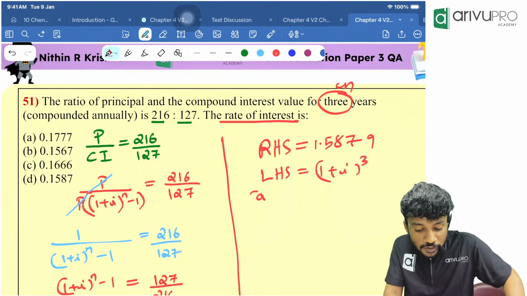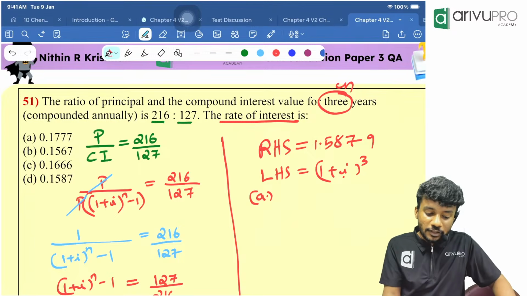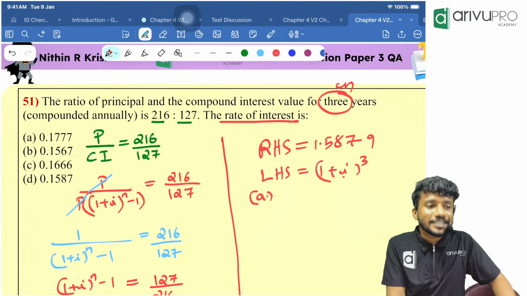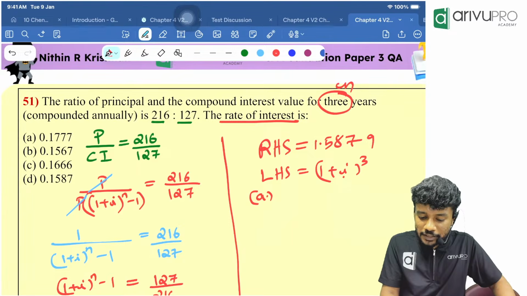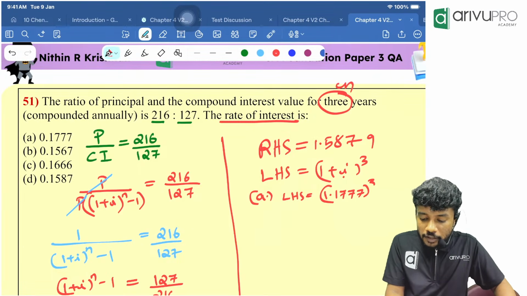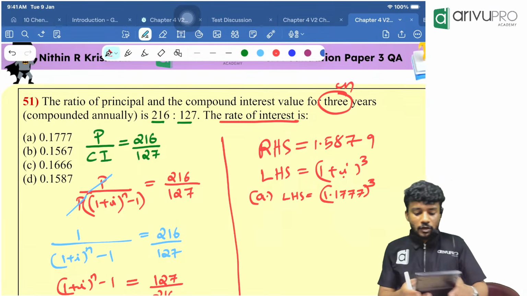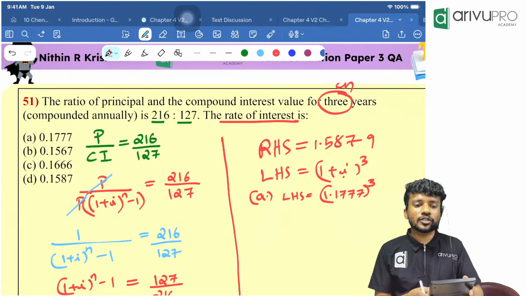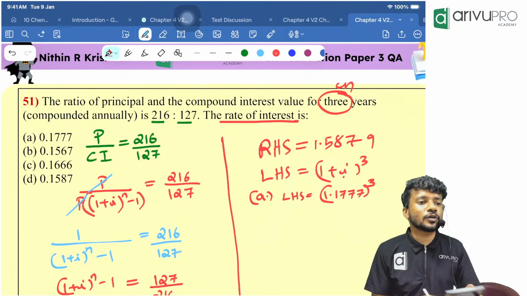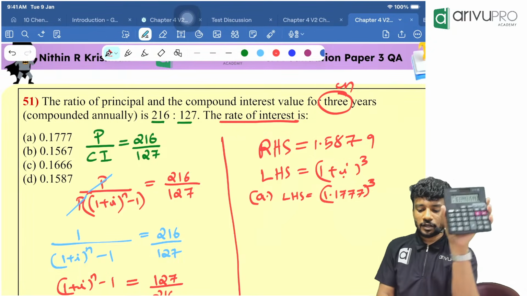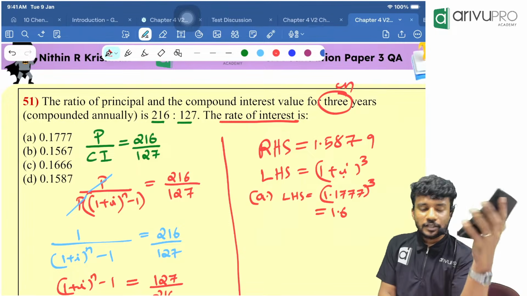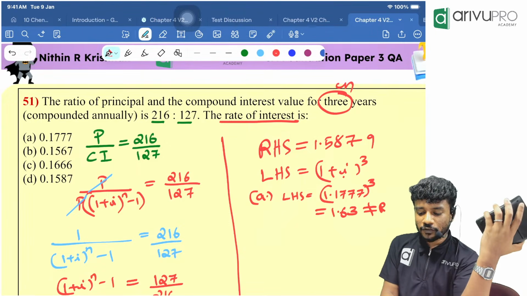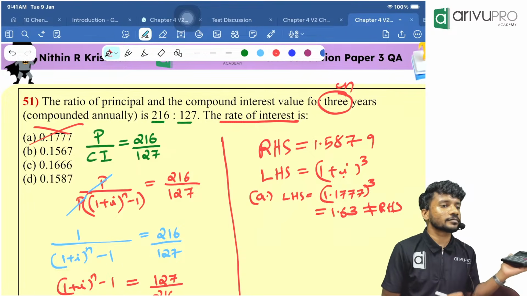Try option A first. That means instead of I you will put 0.1777. LHS will become 1.1777, the whole power 3. Take your calculator. 1.1777 whole power 3 means multiplying it 2 times. How much did you get? 1.63, which is not equal to our RHS. That means option A is wrong.